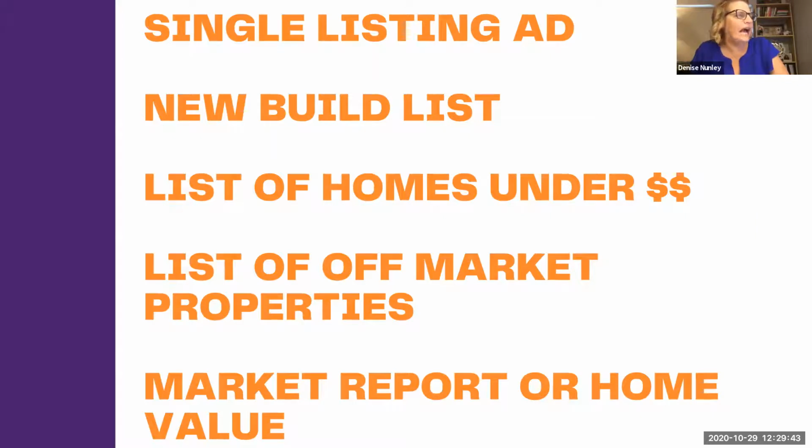So a single listing ad, a new build list. If you have any new builds in your area, that's new build communities, that's actually doing pretty well right now too, because inventory has been so low, getting into a new build is a little bit more of a guarantee for some people. They don't have to bid against people, they can just go put their deposit down. So list of homes under a certain median price, list of off-market properties potentially, or things like that. People are looking for, as I said, deals. And in terms of sellers, you can provide market reports or home valuations. Those will work too for sellers.